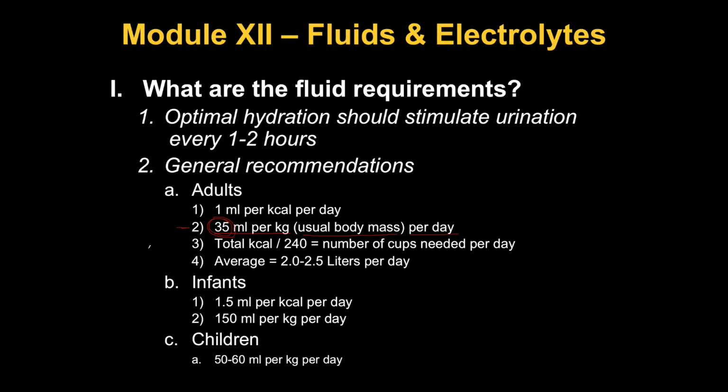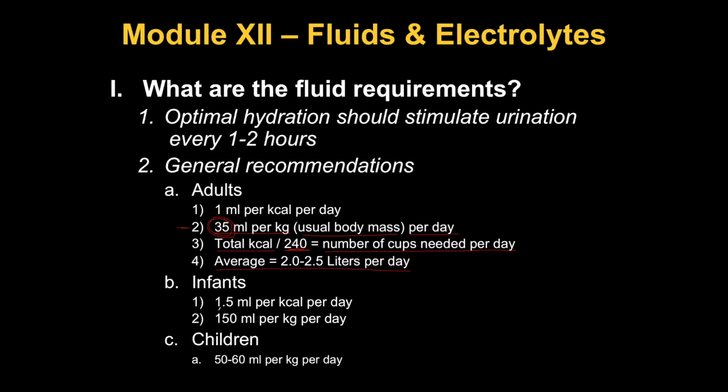You could also take the total number of kilocalories that the person needs and divide that by 240. Now 240 here is coming from the fact that 1 cup equals 240 milliliters. So this will actually give you the number of cups needed per day of fluid. So on average, adults need about 2 to 2.5 liters per day of fluid. Of course, this is going to vary depending upon if you're an athlete, not an athlete, the intensity and training, etc. of the regimen.